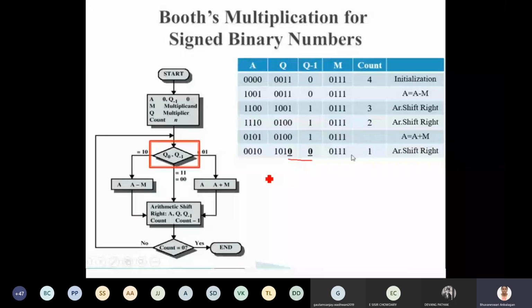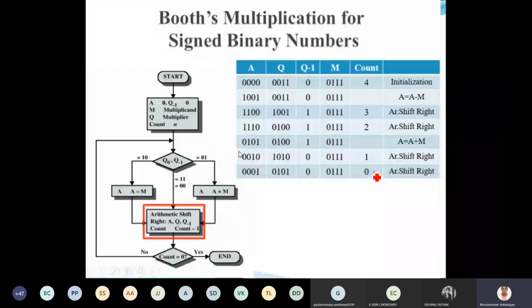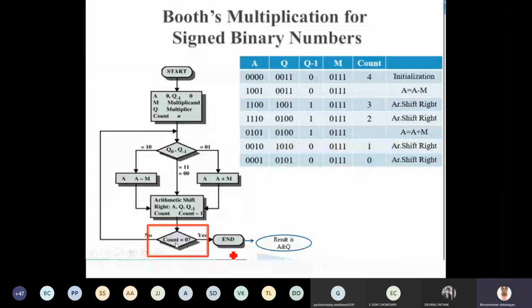So it will perform the arithmetic shift alone, and then it will perform the count as my count minus 1. So it becomes 0. So now what happens? Count is equal to 0 is true. Okay, so it has to end up here. So what is the result actually we got? It is going to be the result of this multiplication, which is going to be available in A and Q. So what is in A and Q?